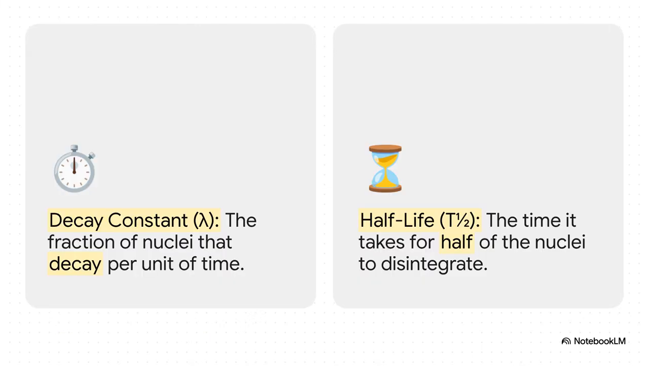Now, there are two key terms we use to describe this process, and it's good to keep them straight. You have the decay constant, which is lambda. Think of that as the probability of decay for a single atom. It's a measure of how unstable that atom is. Then you have half-life, which is probably the one you've heard of. That's just the time it takes for half of your sample to disappear. One's a probability, the other's a clock.